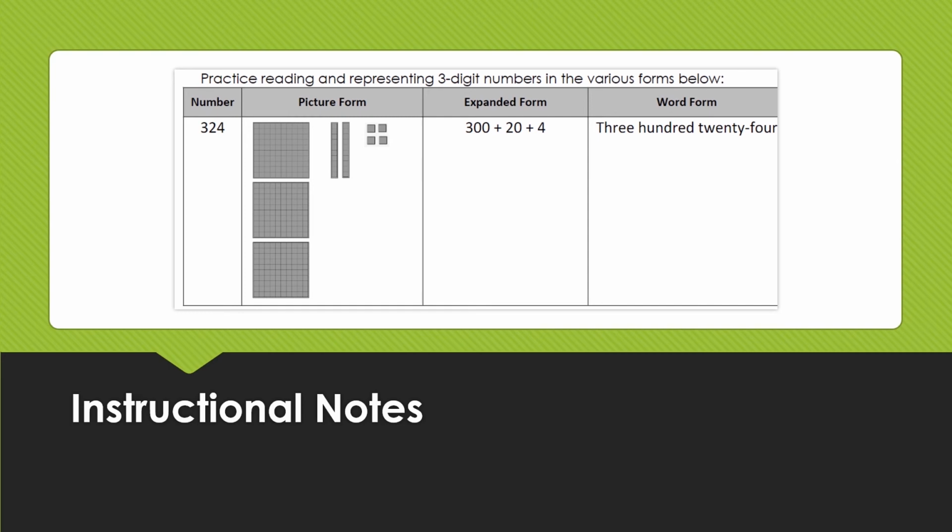Think about the value of the 3. What place value is it in? How much is it worth? What's the value of the 2? And what's the value of the 4? Notice in each representation how each of those values are represented. Let's take a look at our 2. The value of the 2 is 20. In picture form, that can be represented with the 2 rods. In expanded form, 20. And in our word form, it can be found within 24 as the word 20.